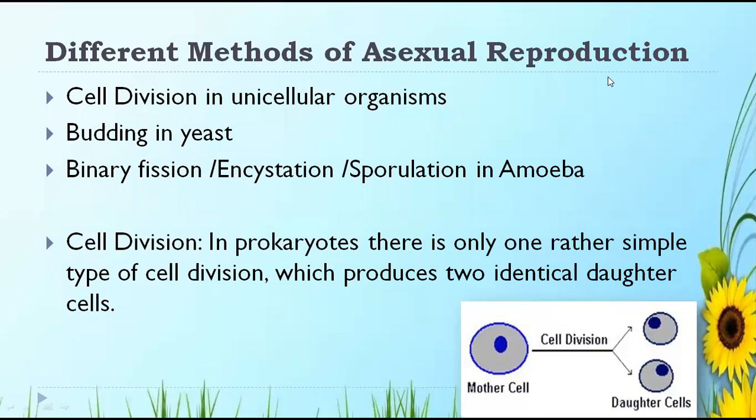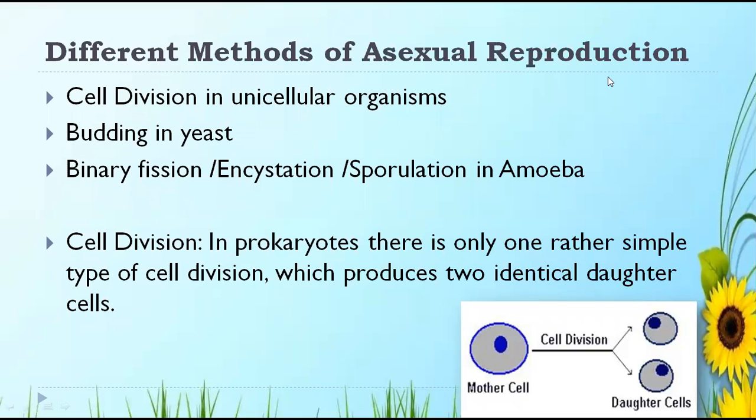Okay, so welcome back, students. Until now, we have discussed the asexual methods. The different asexual methods we have just discussed: one was cell division, budding in yeast, and binary fission. In binary fission, there is encystation, or some say cyst, whereas some say there is a different pronunciation. So we will just keep it as encystation, and fission in amoeba.